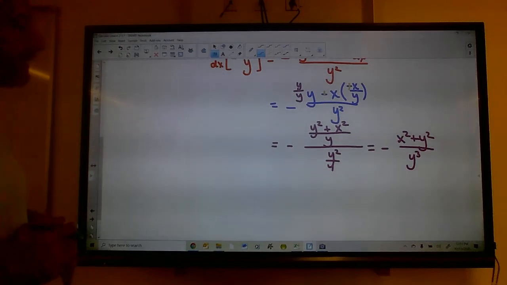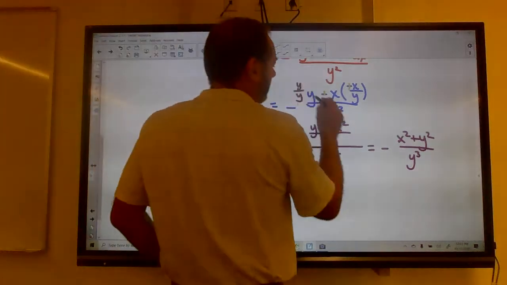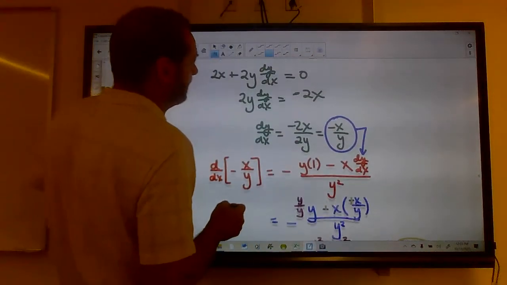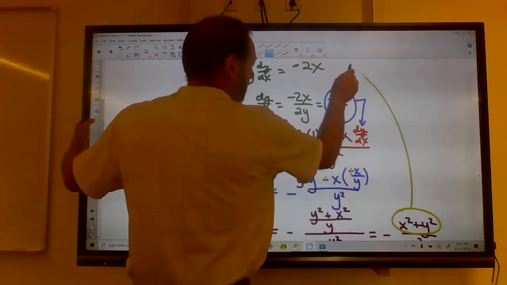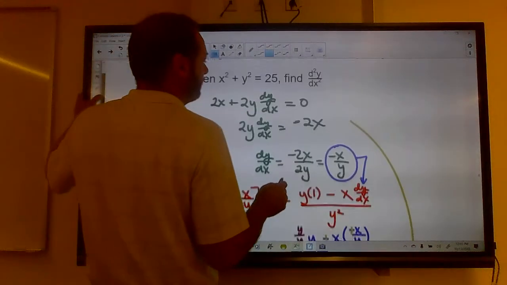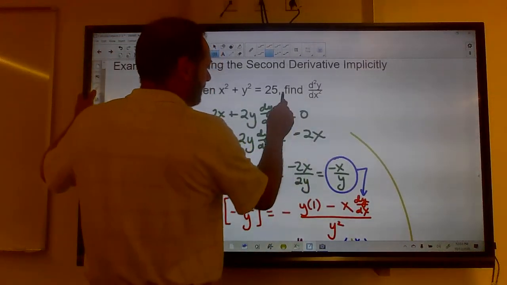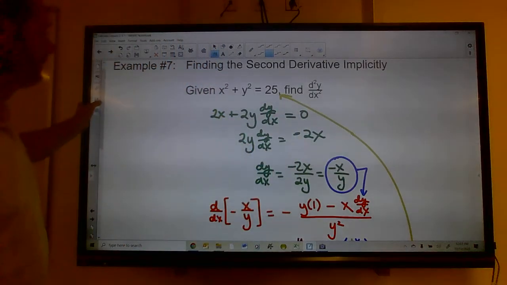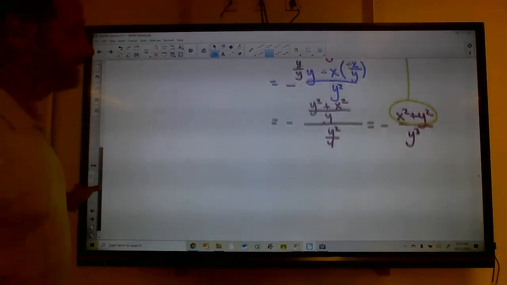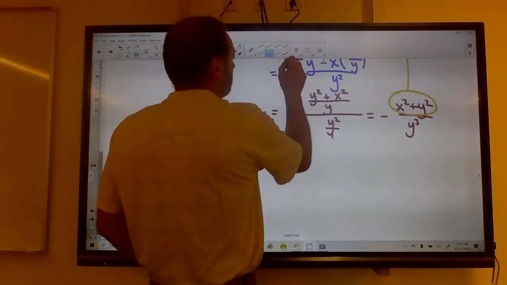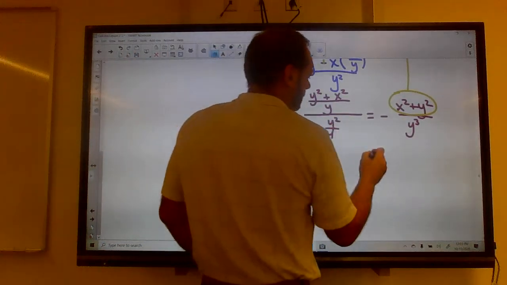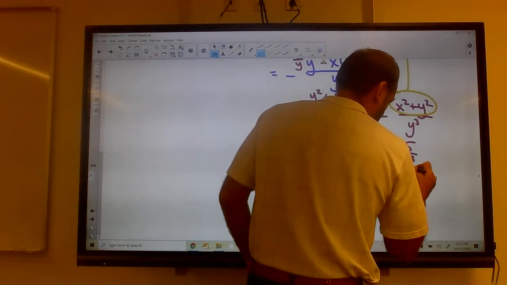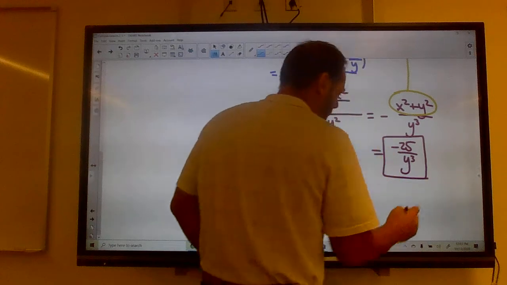Now this is interesting because here's another example. I already know what this is from up here, that's 25. So I'm going to go ahead and put 25 in there. This is negative 25 over y cubed. That's my second derivative.